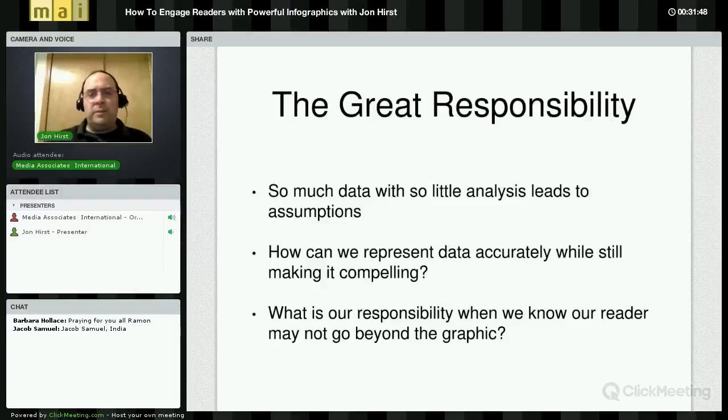It comes with a great responsibility. I think there's so much data with so little analysis, and people are taking what you put out at face value. They're not doing the research or the due diligence themselves. And so we have an important job to represent this data accurately, and a responsibility to our readers, because they're not going to go beyond that graphic.